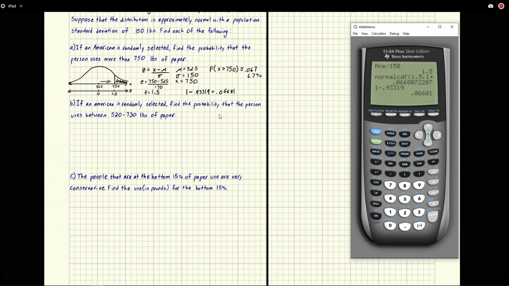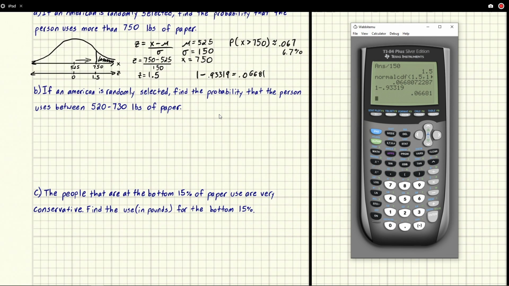All right. So moving along here, if an American is randomly selected, find the probability that the person uses between 520 and 730 pounds of paper. So again, we start by drawing our chart. It's always my first step anyway. And we draw in a normal distribution, like something, wow, it does not look very normal. Here we go, good enough for whatever we're going to do. And we want between 520 and 730.